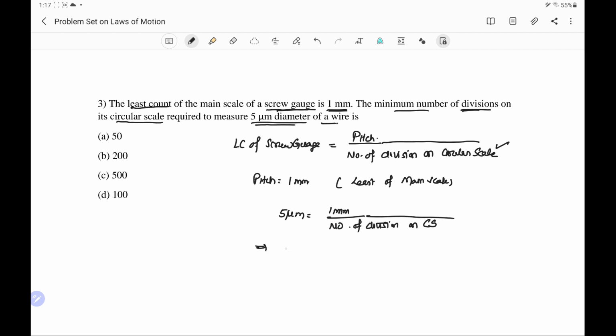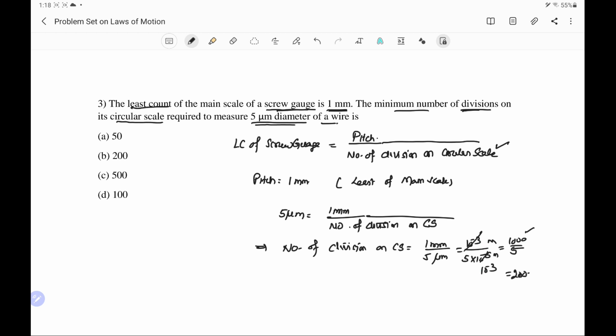This implies that number of divisions on circular scale will be 1 millimeter divided by 5 micrometer, and it is equal to 10 to the power minus 3 by 5 into 10 to the power minus 6 in meters. This implies that it is 1000 by 5, because we cancel it, it will become 10 to the power minus 3, and 10 to the power minus 3 in numerator it will become 1000. On dividing, we will get 200.